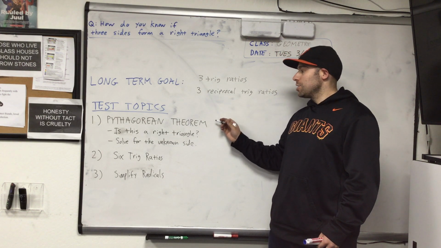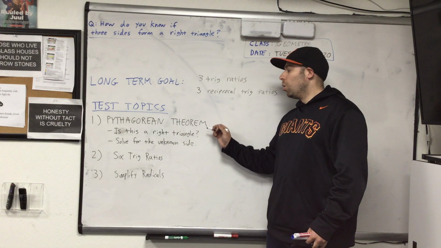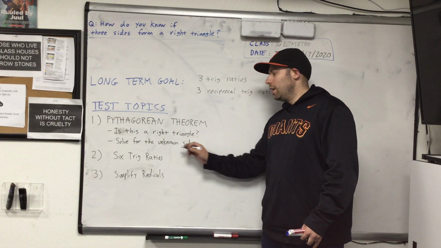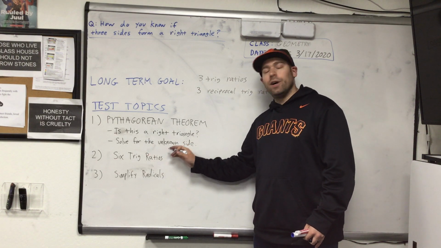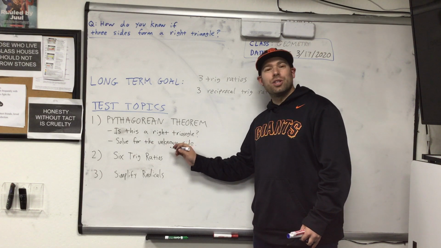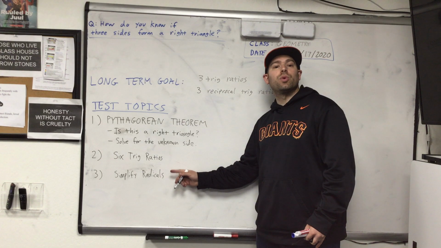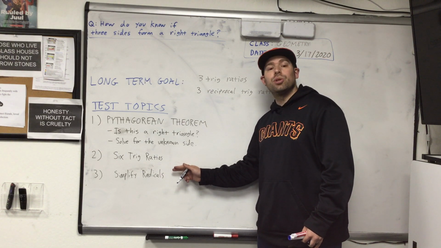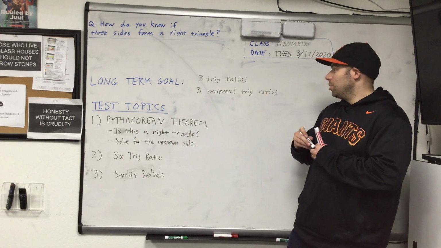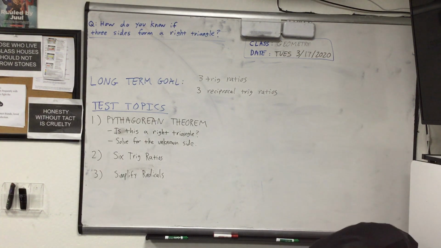So the test topics are going to be: is this a right triangle, yes or no? Or if I give you two sides of a right triangle, solve for the third unknown side. Once you figure out those three side lengths, what are the trig ratios for an angle theta? And finally, just to make sure that we're solid for Algebra 2, I want to make sure that you can simplify a radical. Okay? So let's get on with topic number one, and that is getting back to the Pythagorean theorem.